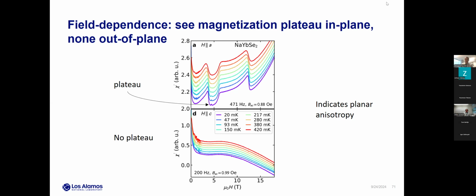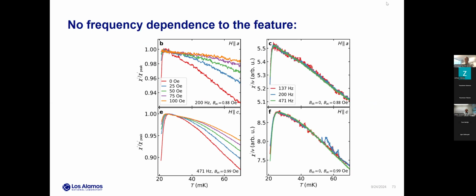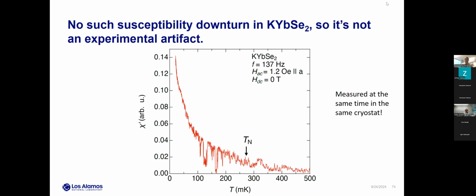But the most intriguing result, next slide, please. If you look at the very low field temperature dependence, there's a sudden drop in susceptibility at around 23 millikelvin. And this occurs both in plane and out of the plane. Next slide, please. We measured the frequency dependence. We have to use only very low frequencies here because we're at really, really cold temperatures, so we can't risk heating up the sample. But to within what we can measure, there's no frequency dependence. So this is not a glass freezing transition. And intriguingly, we don't observe any such susceptibility downturn in the potassium compound that, again, was measured at the same time, in the same cryostat, at the same temperatures, and the same fields.